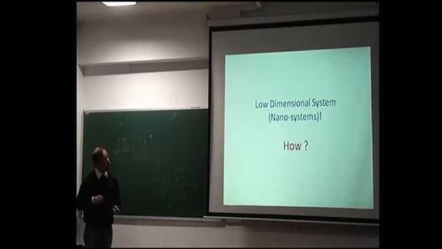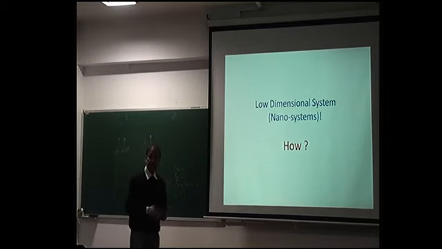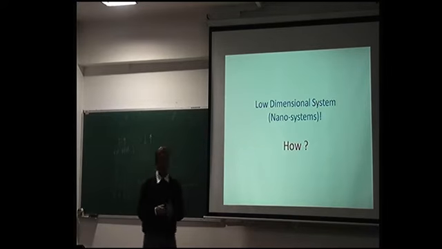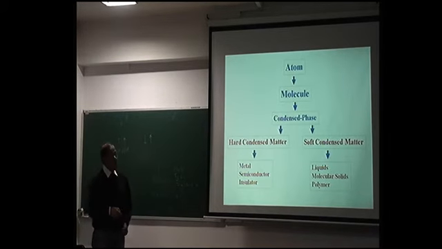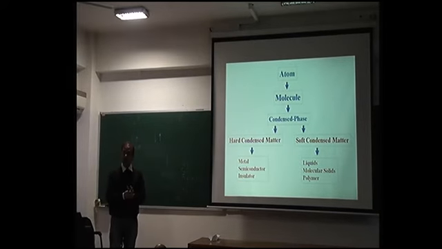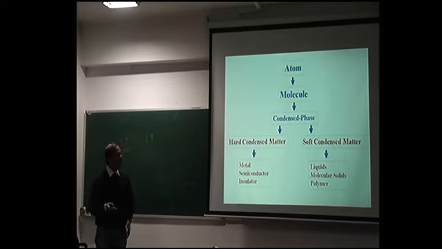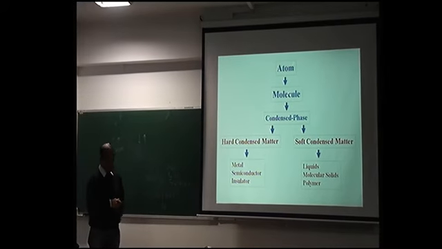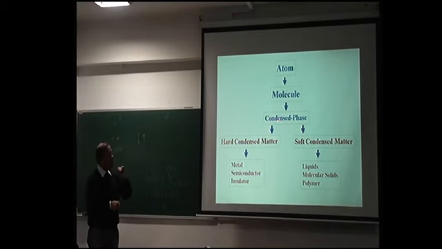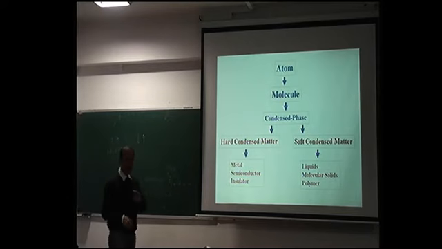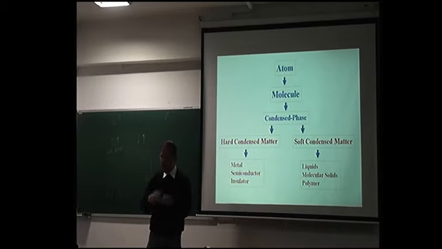Now, all these systems, how can we make them? There are different methods, but this is the kind of system we encounter in the condensed matter family. You start with an atom, then you go to a molecule, you go to a condensed phase. There are two types of condensed phase: hard condensed phase and soft condensed phase. Metal, semiconductor, insulator, but in soft condensed phase you get liquids, molecular solids, and polymers. Okay, this is the way we normally make any condensed matter system.